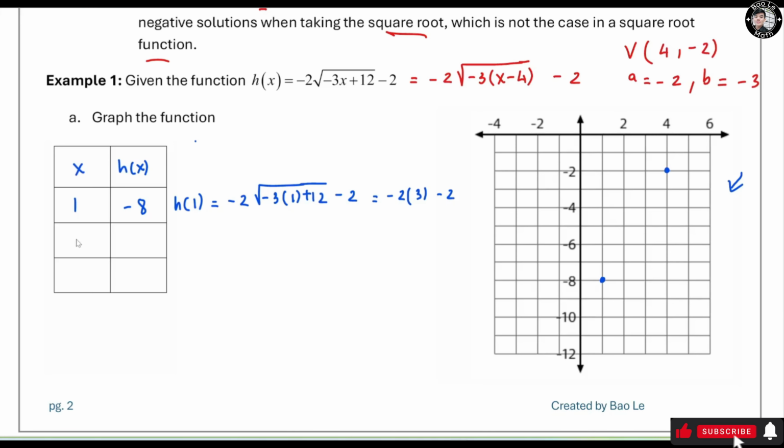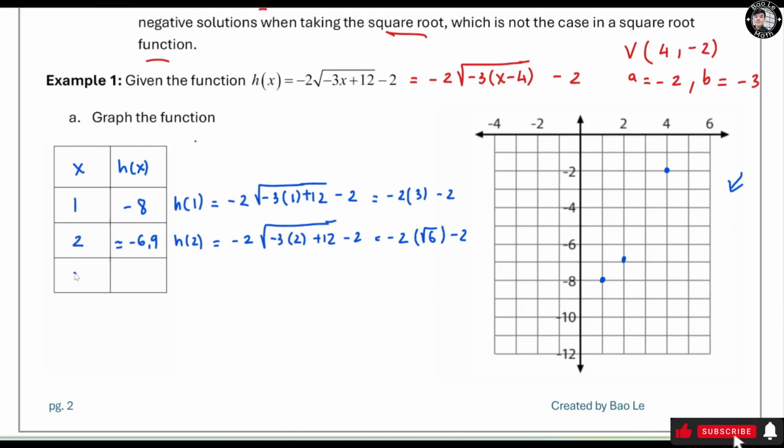Now x equals 2. So we have h of 2 equals -2 square root of (-3 times 2 plus 12) minus 2, right? So it's going to be -2 times the square root of (-6 plus 12), which is the square root of 6, right? Minus 2, right? It's going to be -6.9, right? So it's close to 7, right? So x equals 2, y equals -7. It could be something like this, right?